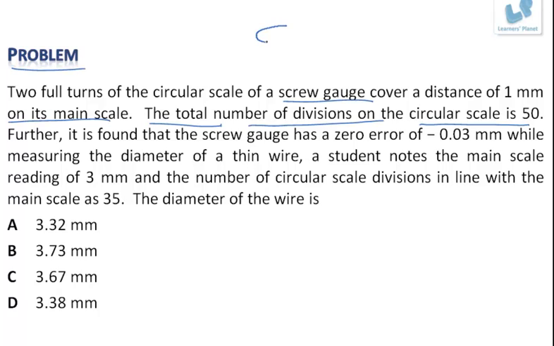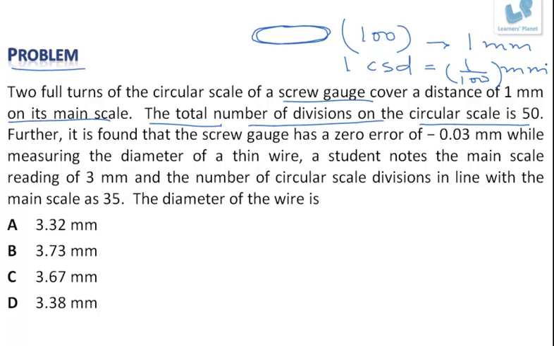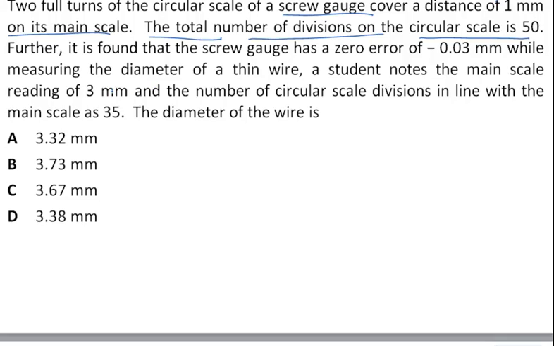Now when you take 2 turns, 1 turn and the second turn, the total number of divisions that you have turned around is 100. And when you turn 100 divisions on the circular scale, the movement on the main scale is only 1 mm. So 1 division on the circular scale is equal to 1 by 100 of a mm. This you can call as 1 least count, which is 0.01 mm.